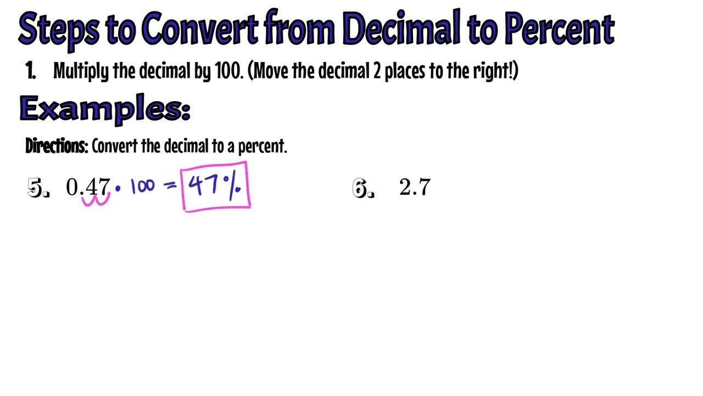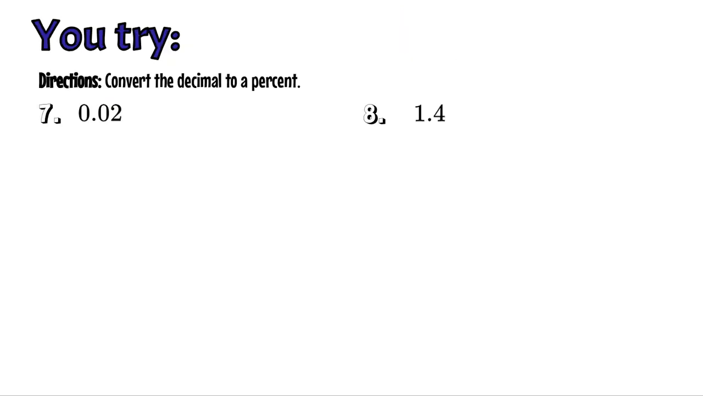So we have 2.7, and we're going to multiply that by 100 so that we can convert it to a percent, which means remember that we are moving the decimal two places to the right. So here we're going to have to add a 0. So when we multiply 2.7 times 100, we get 270, and then remember we're writing that as a percent. So 2.7 written as a percent is 270%. Pause the video and try some examples on your own.